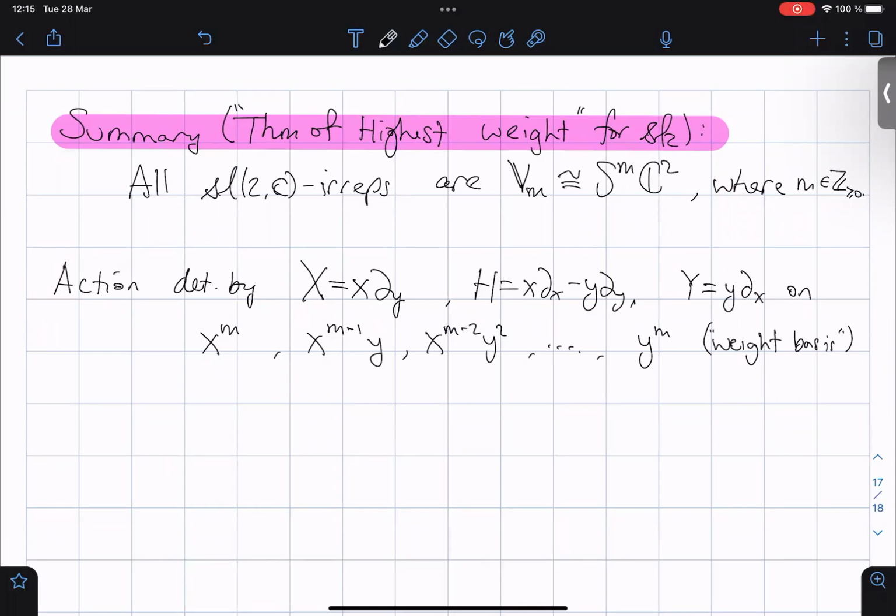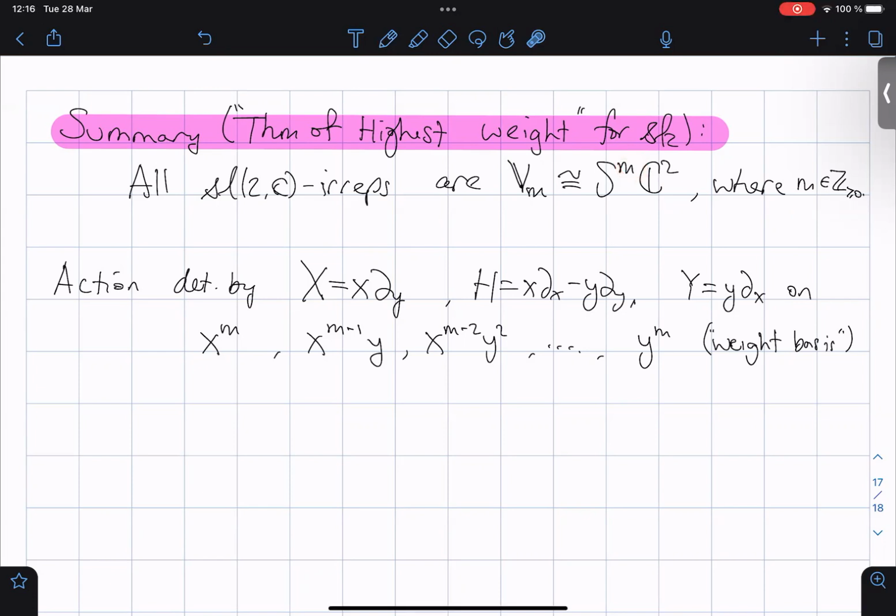We were discussing SL2 irreducible representations, and we proved the theorem that classified all of these up to isomorphism, up to this notion of intertwining isomorphism that we'll review again later. The statement is that all SL2C irreducible representations, irreps, are given by these vector spaces that we denoted by the symmetric mth power of the standard representation C2. Here m is any non-negative integer.